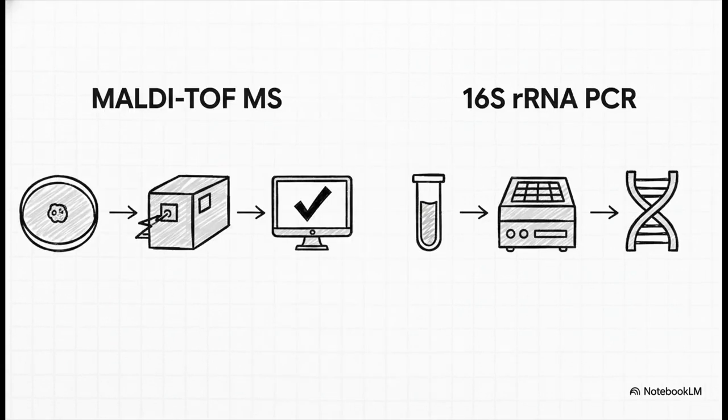Thankfully, modern diagnostics have really changed the game for us. MALDI-TOF can give us a definitive ID in just minutes from a single colony, which completely bypasses the delays from its slow growth. And 16S rRNA PCR, well, it's just invaluable, especially in those culture-negative cases where a patient might already have gotten a round of antibiotics.